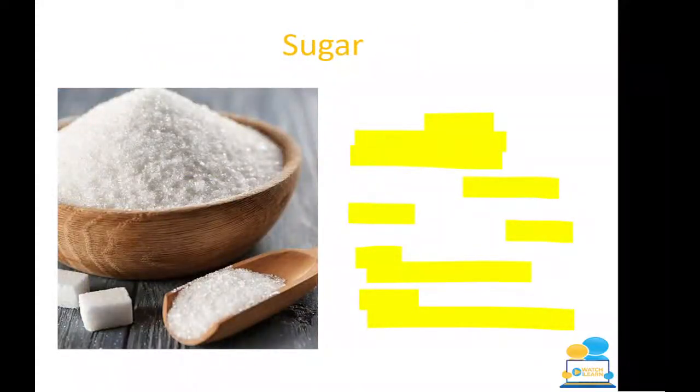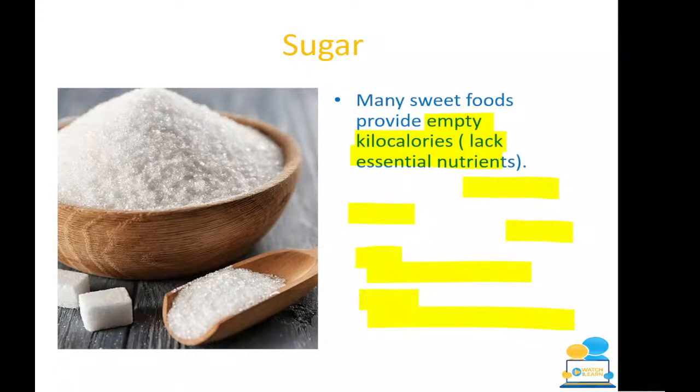Okay, so we know that our carbs are classified into our fibre, our starches, and our sugars. We all know what sugar looks like. It's a little crystalline. It looks like that. Many sweet foods provide empty kilocalories. What this means is they lack essential nutrients, so you're not going to be getting vitamins, minerals, or proteins out of it. But it does give you a short burst of energy. If you're ever feeling really tired and you have anything sugary, it gives you a sugar burst.